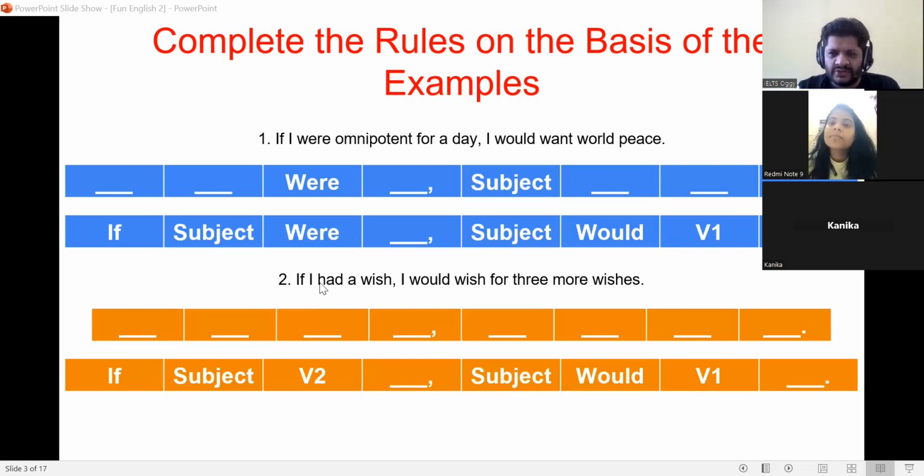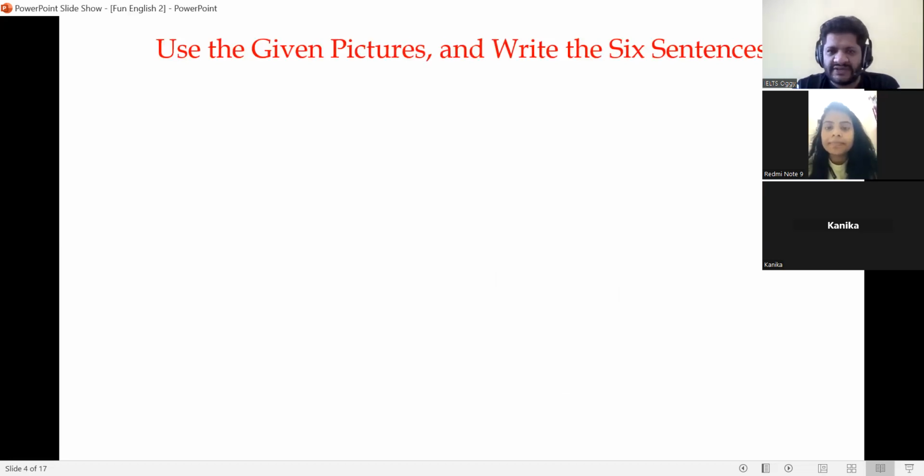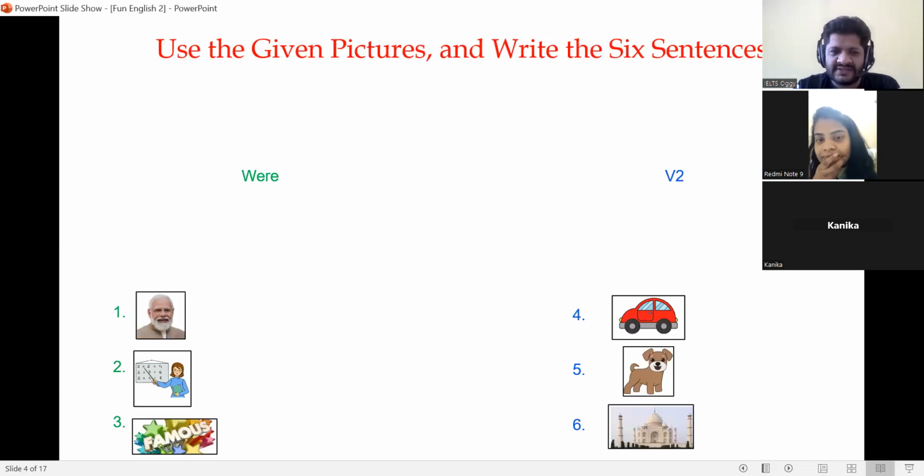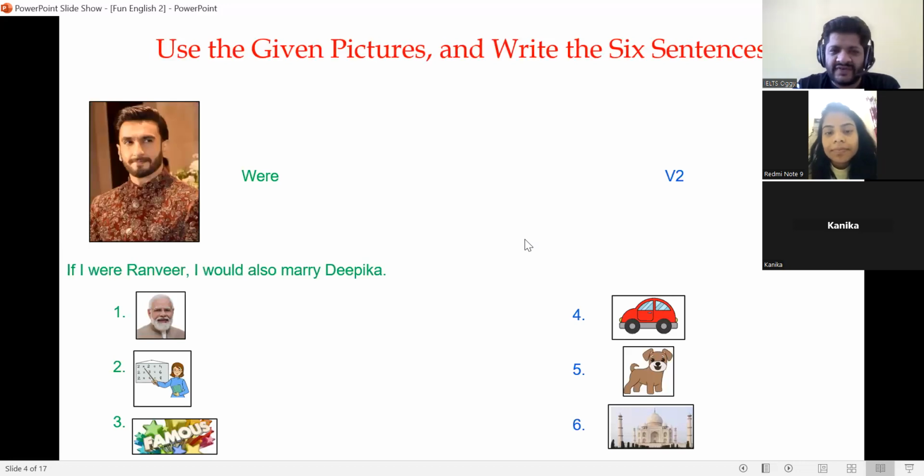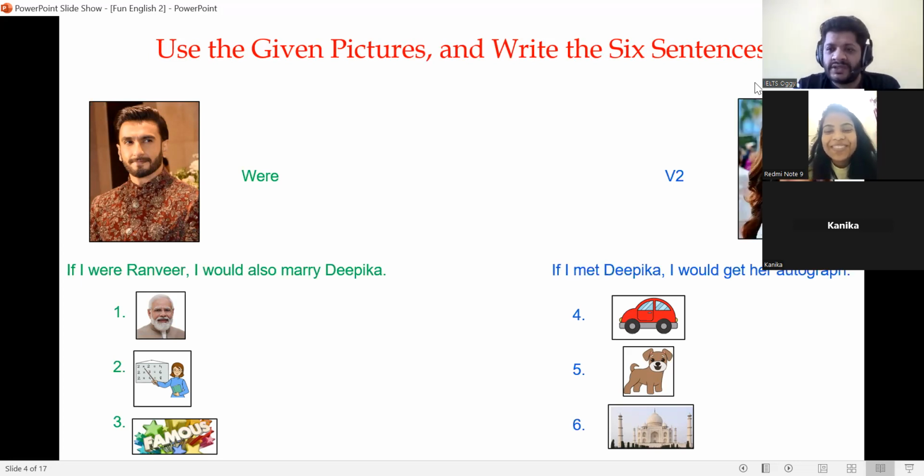I'm going to make it clearer to you. We are going to practice something. We'll use the given pictures and write 6 sentences. You'll use your creativity. 3 were sentences and 3 V2 sentences. For example, if I were Ranveer, I would also marry Deepika. Why would I look at Kanika then? And V2: if I met Deepika, I would get her autograph.